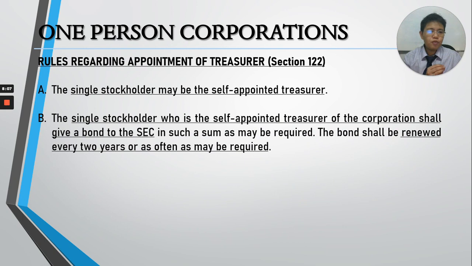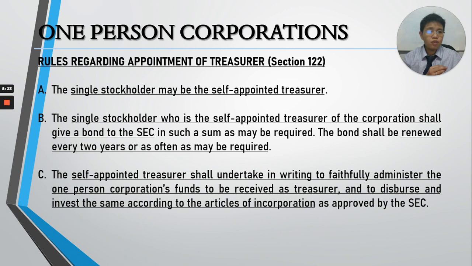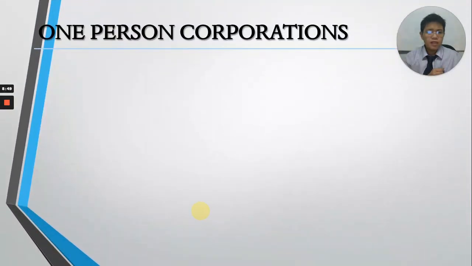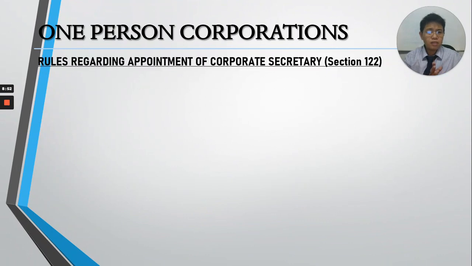Now, if you are a self-appointed treasurer and you are also the sole stockholder, you must file a bond with the SEC in such sum as the SEC may require, renewable every 2 years or as often as may be required. What else? Also, the self-appointed treasurer/sole stockholder shall make a written undertaking to faithfully administer the OPC's funds which he will receive in his capacity as treasurer and to disburse and invest the same in accordance with the purpose of the corporation and the articles of incorporation.